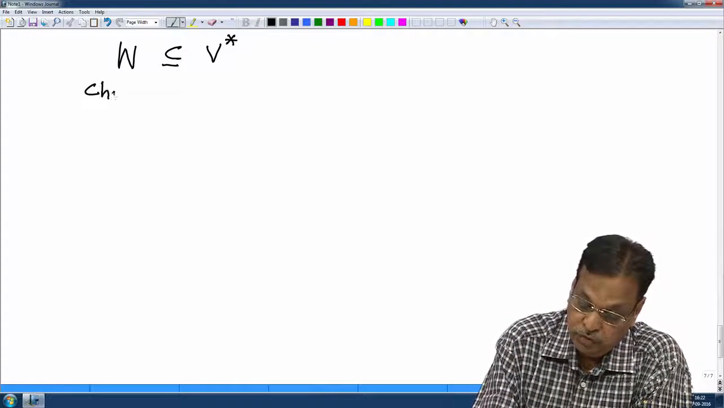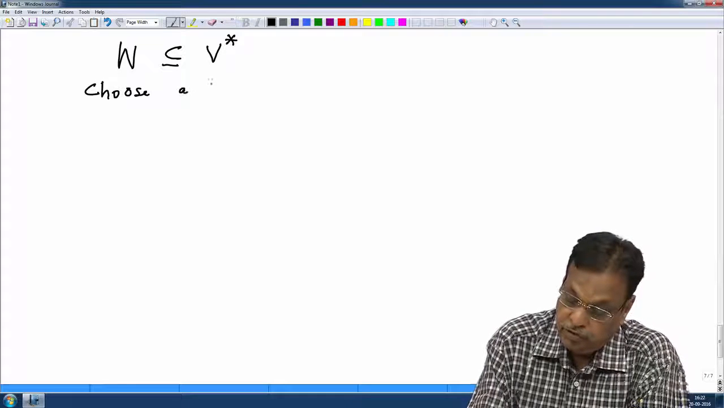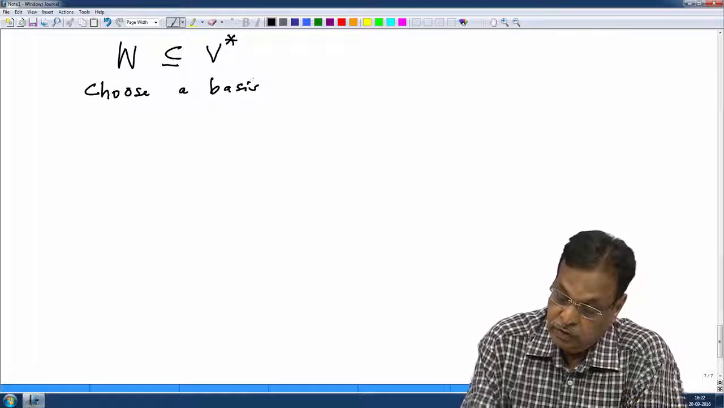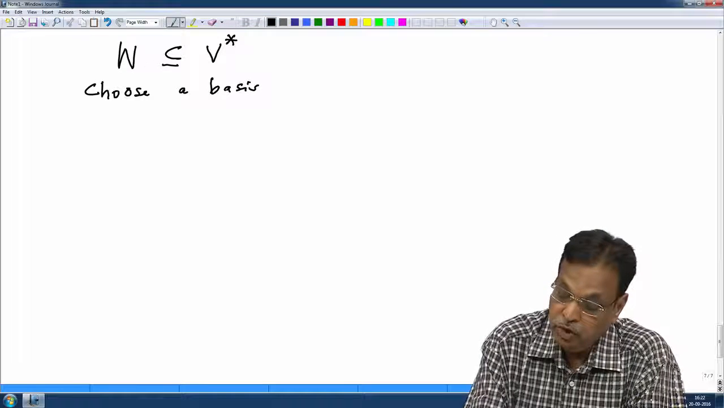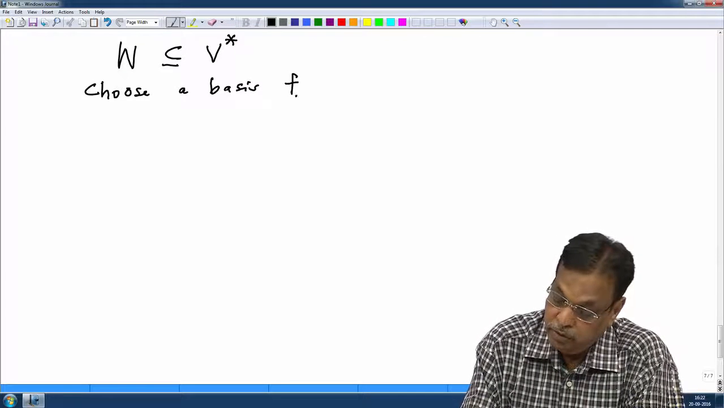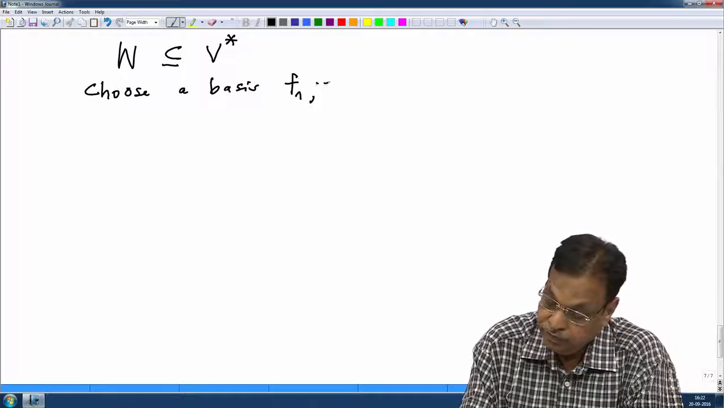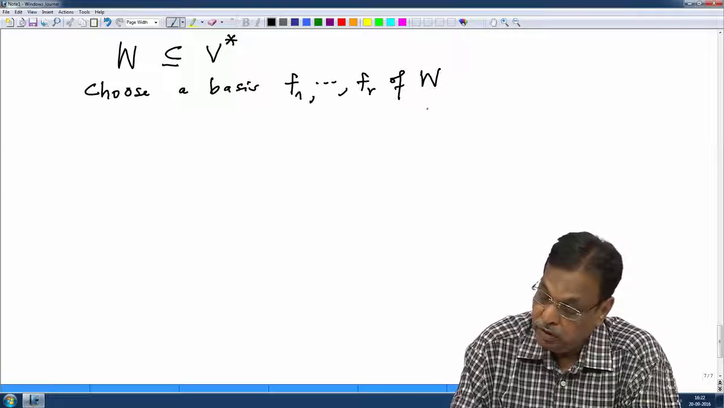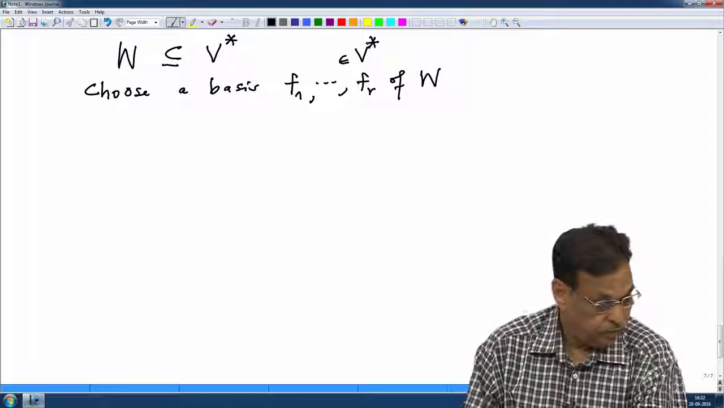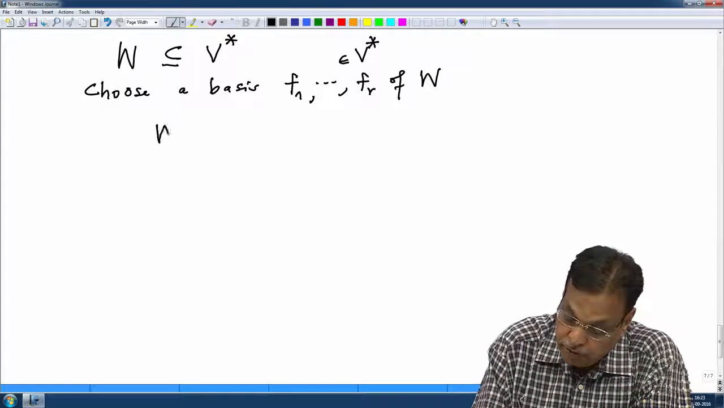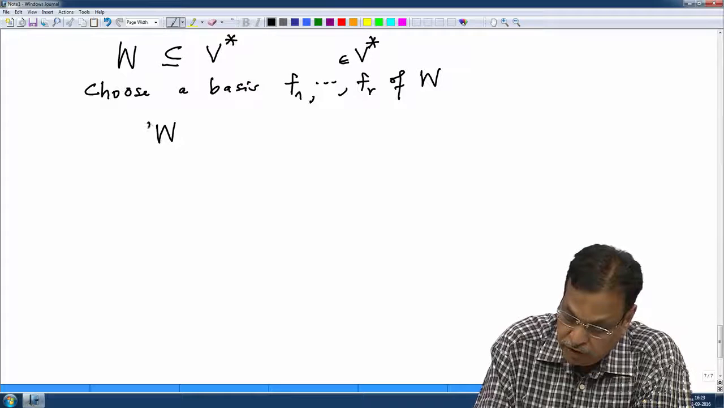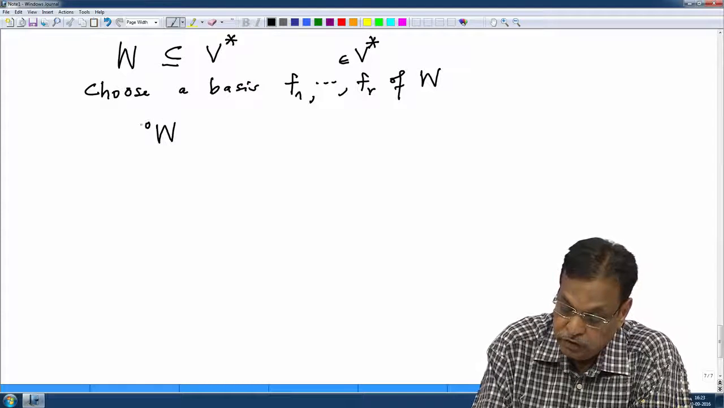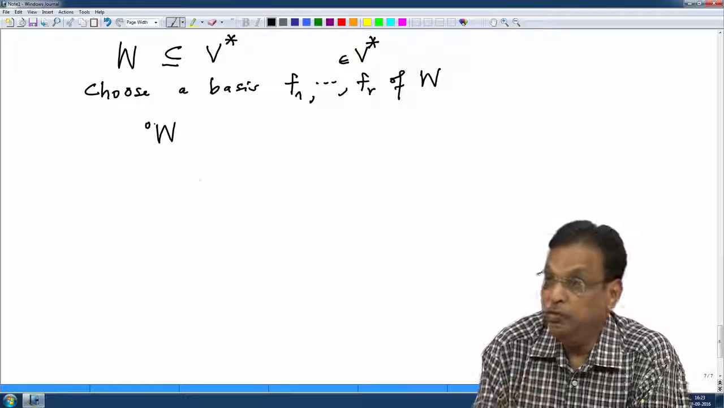So, choose a basis. Remember, elements of W are linear forms. I will call the basis F1 to Fr of W. Remember these are elements in V star. And by definition of W perp, W left circle, these are all those vectors in V which vanish on all linear forms in W.